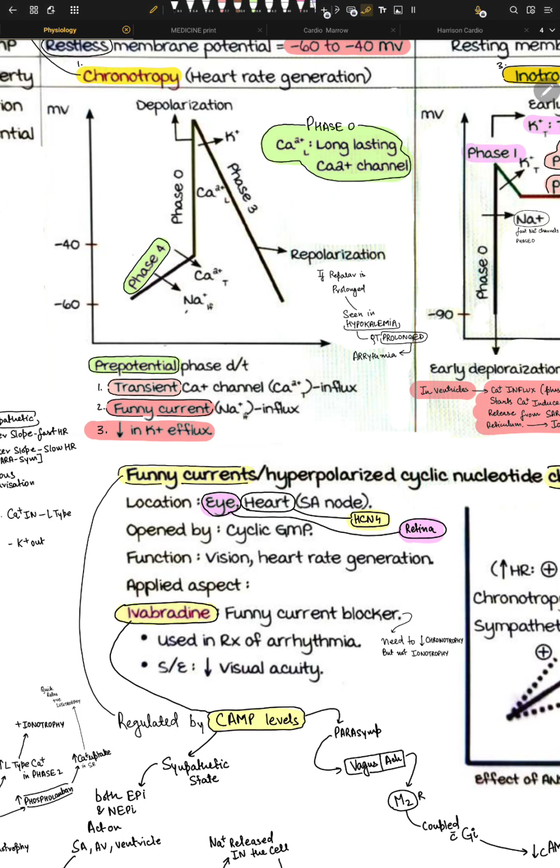So what happens next? Phase 0 starts. In this phase, the calcium channels are of the L type. L means long lasting, so they open for a long time. Once they open, a lot of calcium rushes inside, and again the charge of the cell changes. Once the calcium rushes inside the cell, it depolarizes, right? We achieve this depolarization in a very steep graph.